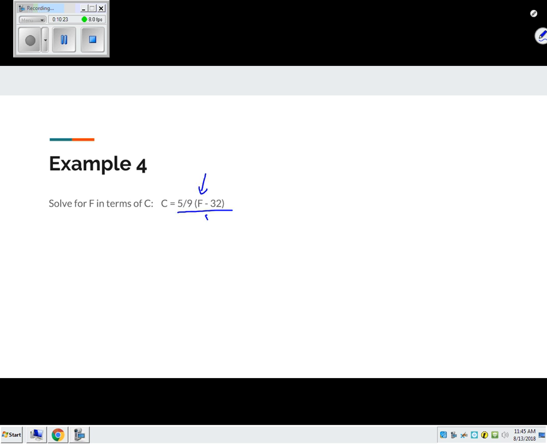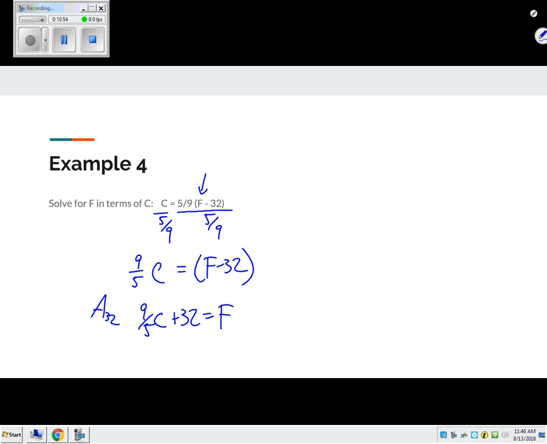Well, first order of business, I see that everything's being multiplied by 5 ninths on this side. So to get rid of that 5 ninths, I'm going to divide both sides by 5 ninths. I know that dividing by a fraction is the same as multiplying by the reciprocal. So I'm going to change that 5 ninths to a 9/5. I have 9/5 C. Well, getting that F by itself now, all I've got to do is add 32 to both sides. So I get 9/5 C plus 32 is equal to F. And this would be my answer.